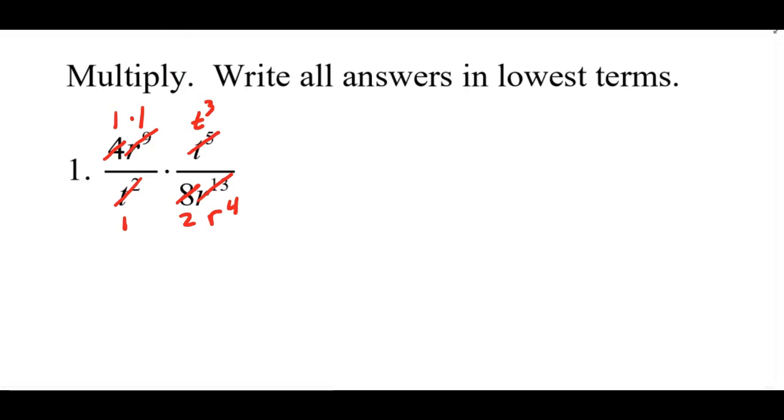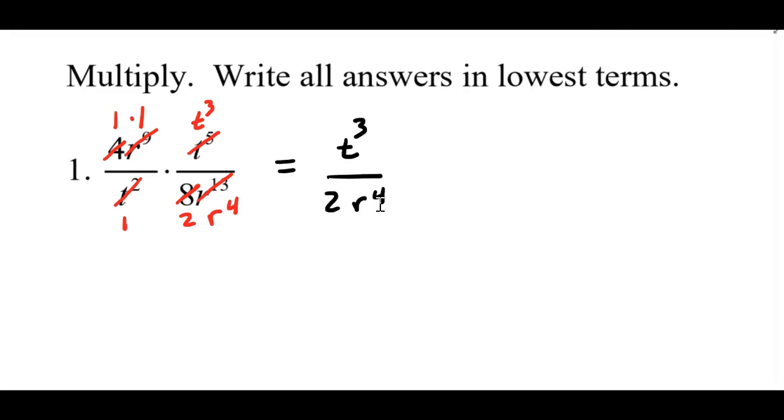And then now we can just multiply straight across. So we're left with 1 times t cubed, so that's just t to the 3rd. And in the bottom, 1 times 2 is 2, and then r to the 4th. And that will be your final answer there.